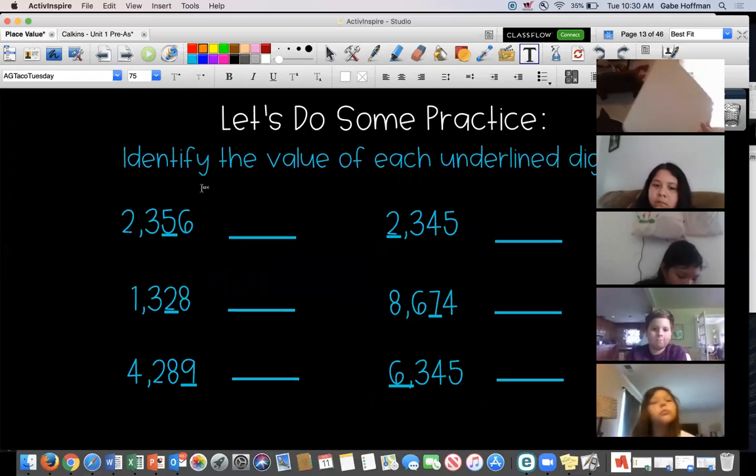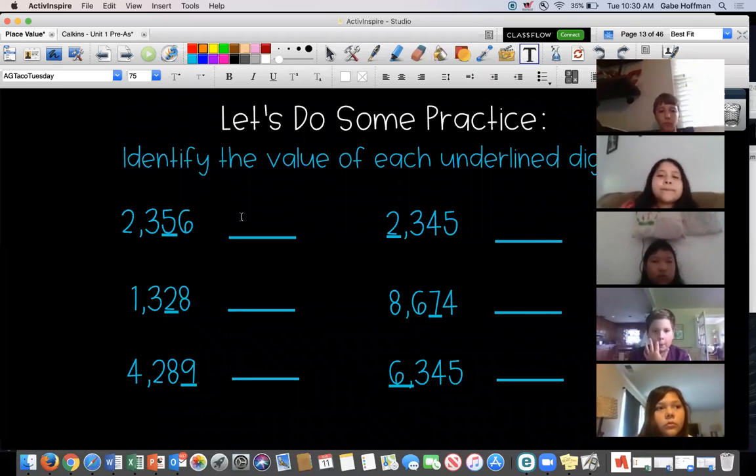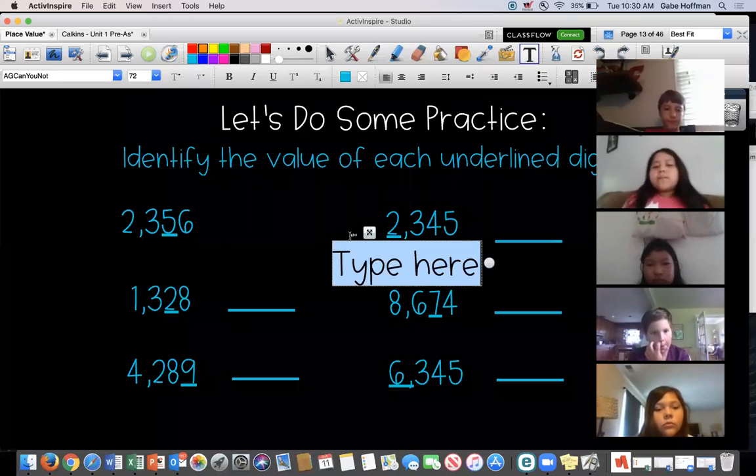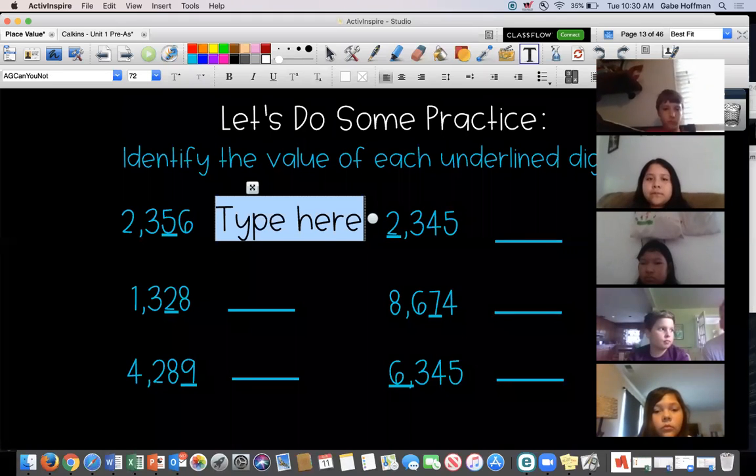Let's mix them up. This one says identify the value of each underlined digit. So now on these, you're going to look at the digit that's underlined, and you're going to tell me what that digit is worth based on where it is. So let's look at the first number, 2,356. The 5 is underlined. What is that 5 worth? Raise your hand and tell me.